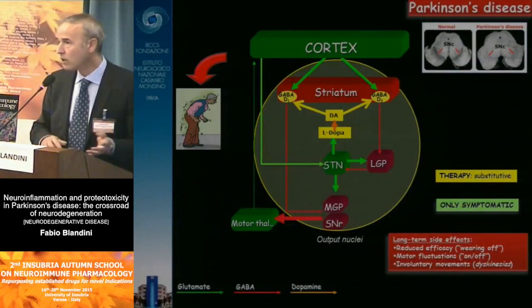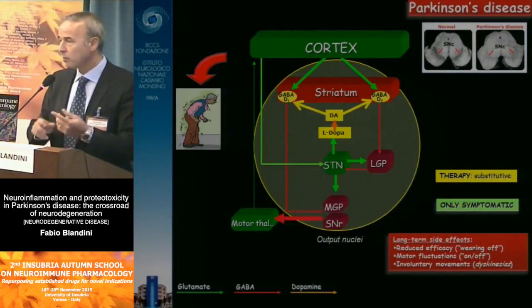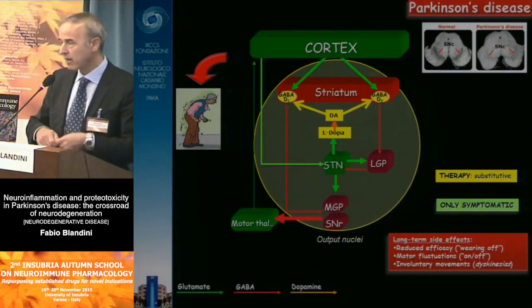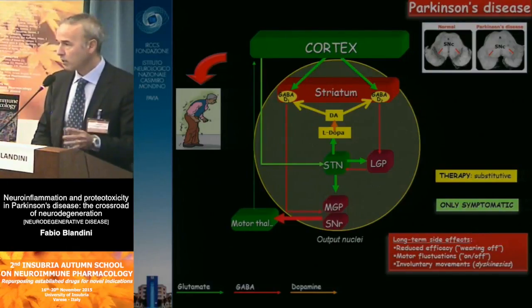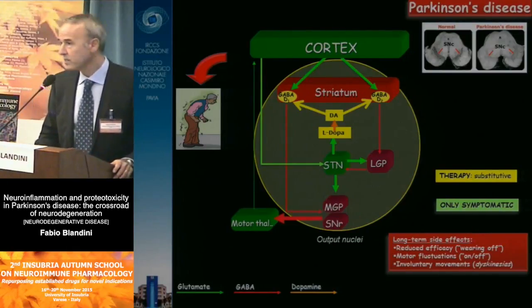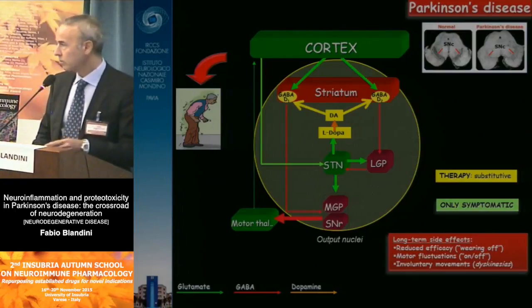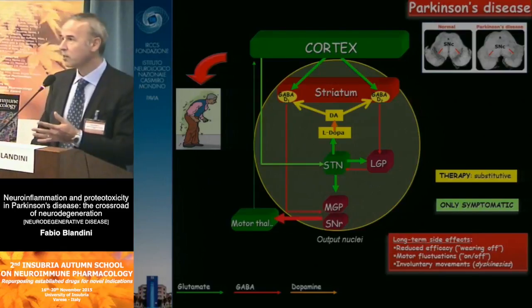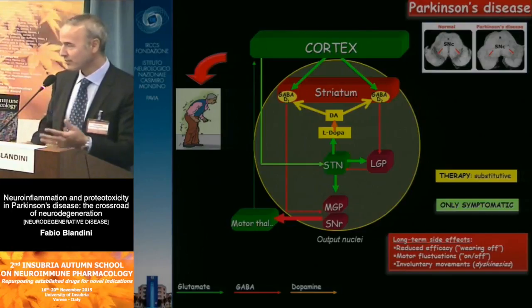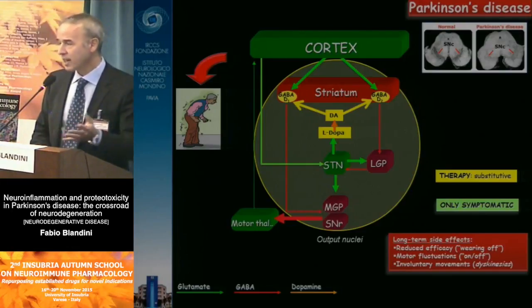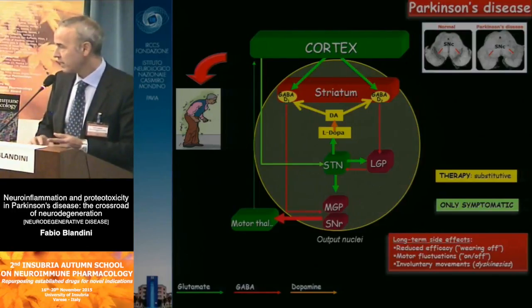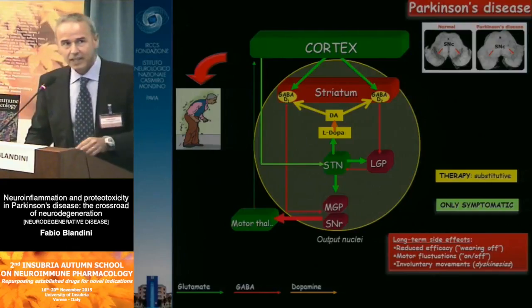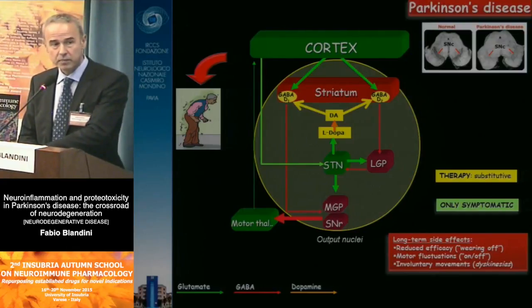Motor fluctuations, on-off phenomena. So these patients switch from periods of the day in which they are perfectly functioning and periods in which basically they freeze because levodopa is no longer working. And involuntary movements, these dyskinesias, which are directly related to levodopa, and which, if you think of it, it's a sort of paradox. So it's a disease characterized by the loss of movement, which in the final stages ends up as a disease with an excess of involuntary movements caused by the drug.